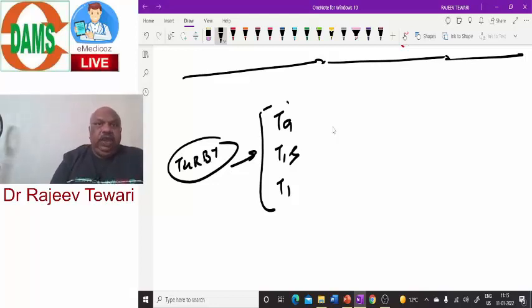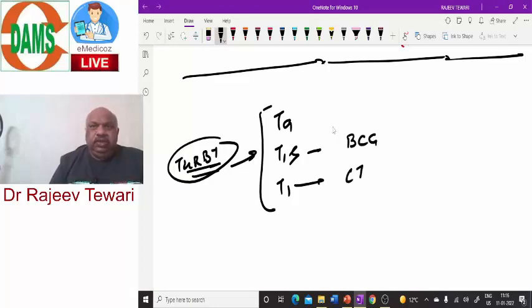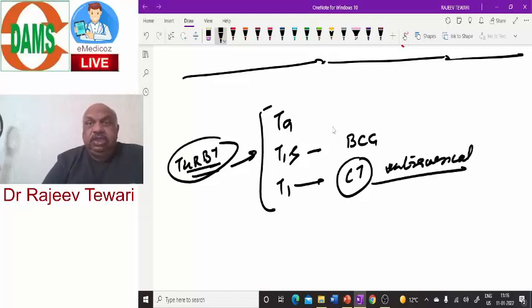So if Ta is low grade, only polypectomy is okay. Ta high grade, then you need regular follow-up and chemotherapy. So TURBT is the treatment. Here you can give intravesical BCG. Here you can give intravesical chemotherapy, not intravenous, intravesical. Most commonly used is mitomycin C. Adriamycin is also approved, but mitomycin C intravesical is most commonly used.